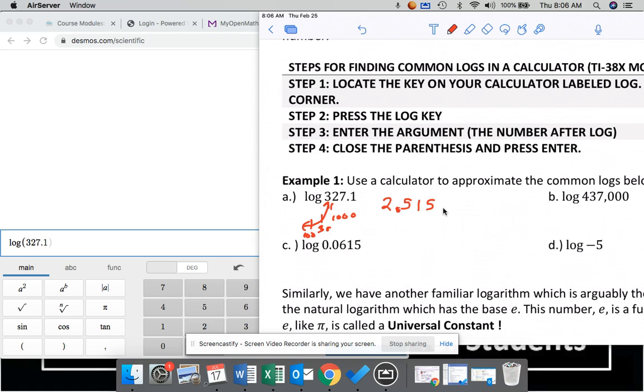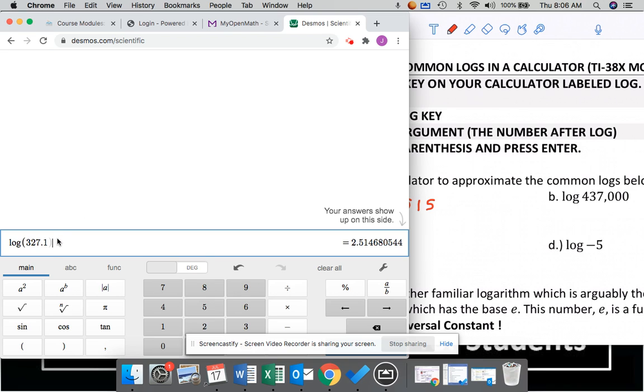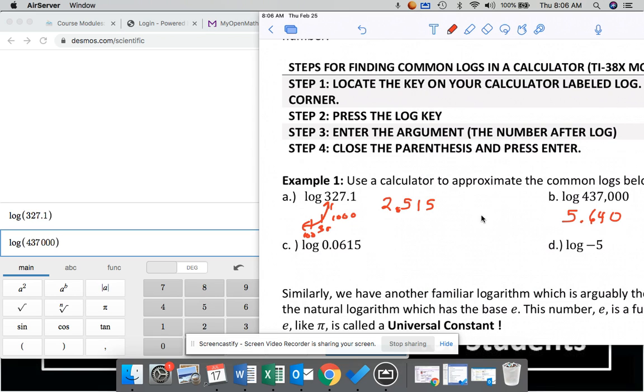Sorry, I just wanted to make that dot. Let's do something bigger. Log of 437,000. Don't ever put a parenthesis or a comma inside a calculator. It will not know what to do. We get 5.64. The next one is a 4, so I'm going to leave that as a 0. 5.6-ish. Does that make sense?